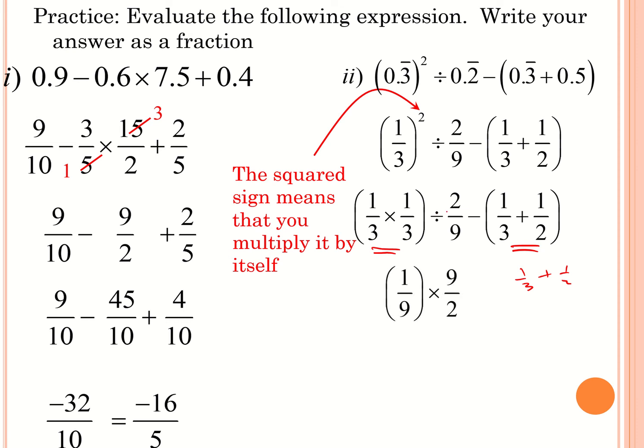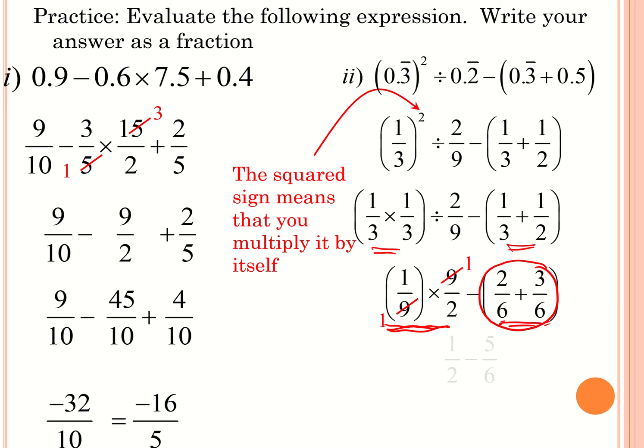So again, this is division, right? So I'm going to flip this part. So it becomes 9/2, and then minus. So the brackets part over here becomes 1/3 becomes 2/6, 1/2 becomes 3/6. Okay, so I have to simplify this part first before I can subtract it afterwards. So there's the brackets. I've taken care of the exponents. Now you're going to multiply these two parts. The 9 and 9 cancel out, so you get 1/2. The bracket part over here becomes 5/6.